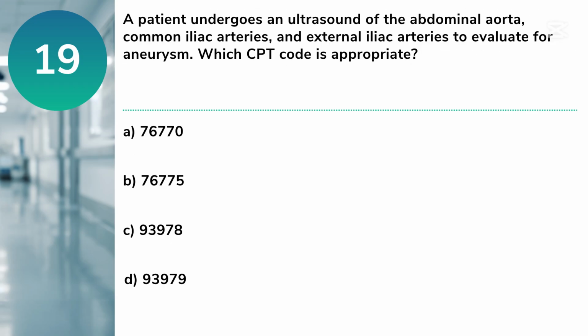Question 19. A patient undergoes an ultrasound of the abdominal aorta, common iliac arteries, and external iliac arteries to evaluate for aneurysm. Which CPT code is appropriate? A. 76770. B. 76775. C. 93978. D. 93979.